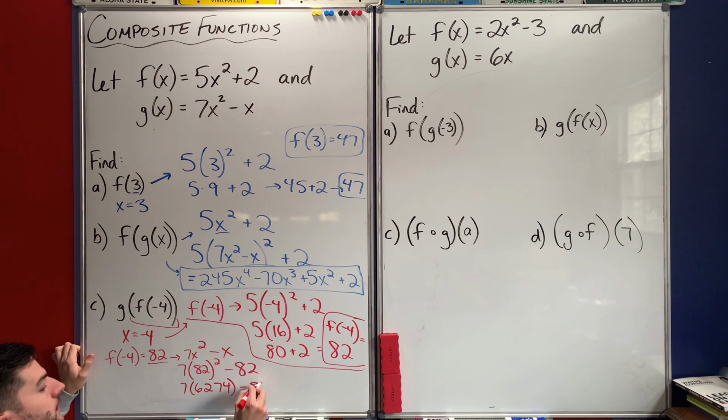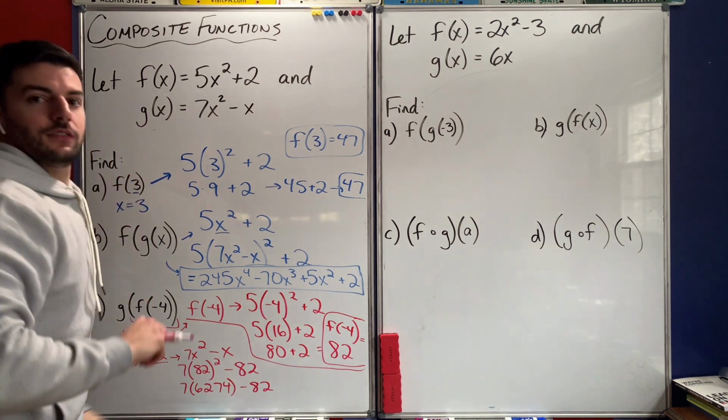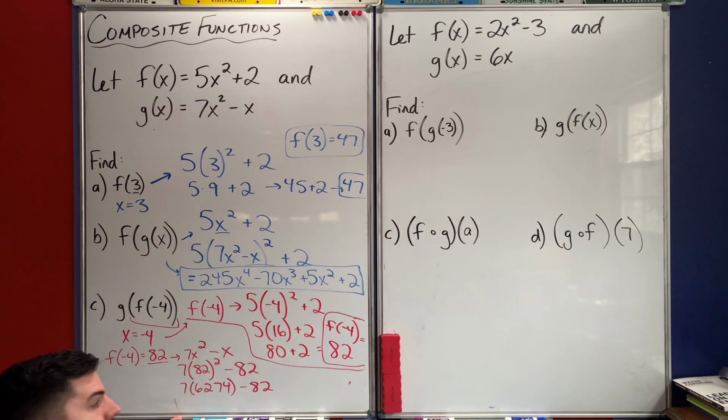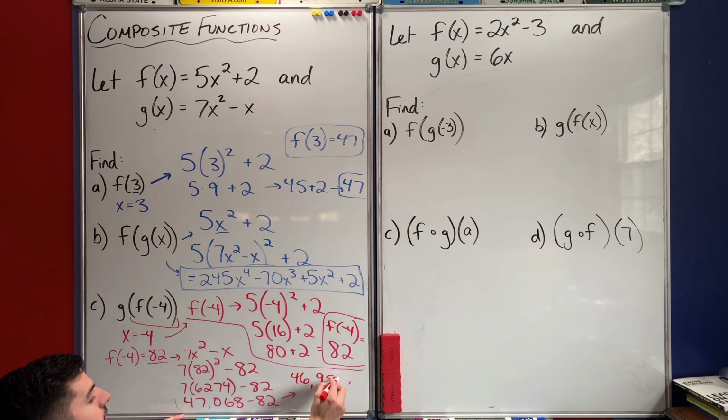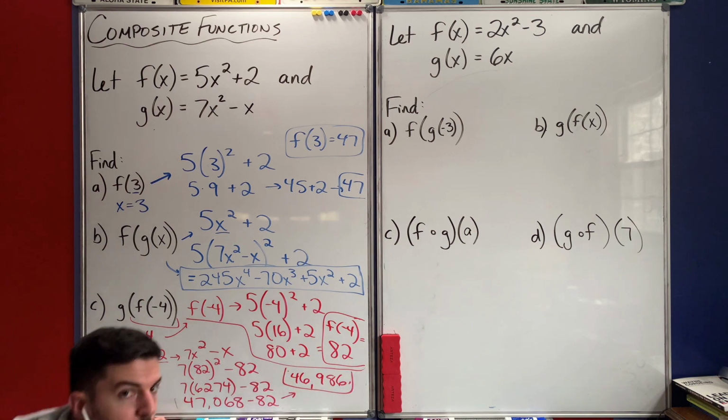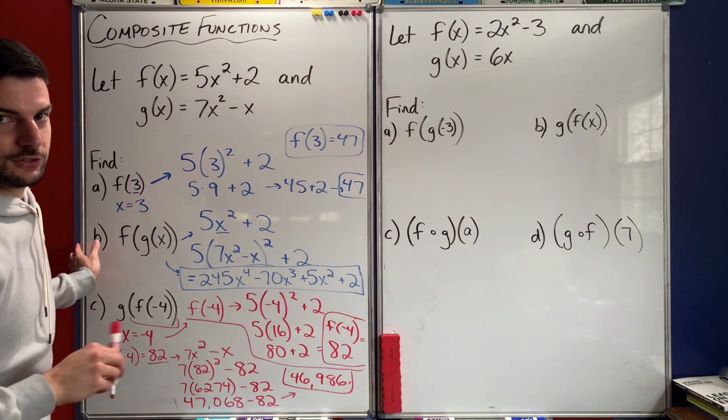Okay, so I have 7 times 6,274 minus 82. Now I need to do 7 times this big 6,000 number. So from here, I would do 7 times 6,274, and I would get 47,068. And then I would do that big number minus 82, and I would get 46,986. Big numbers here, okay? And don't worry, I had to use a calculator for that.